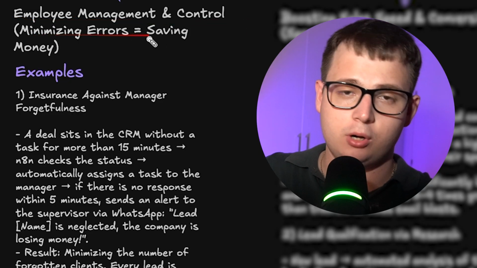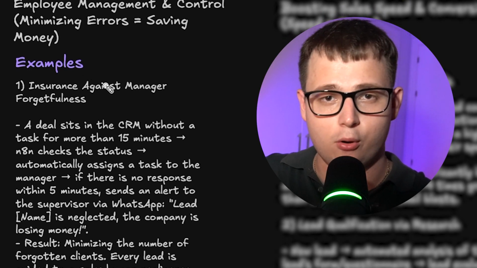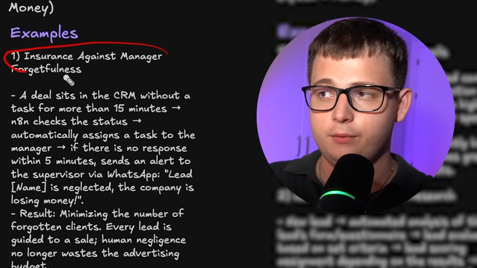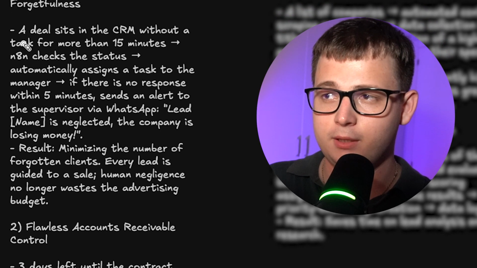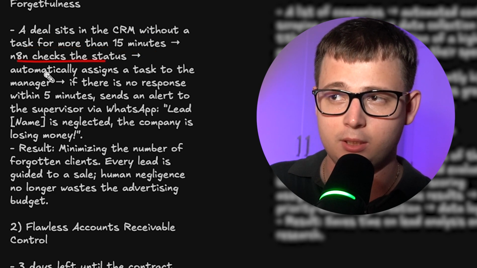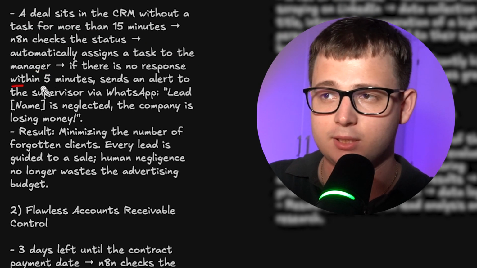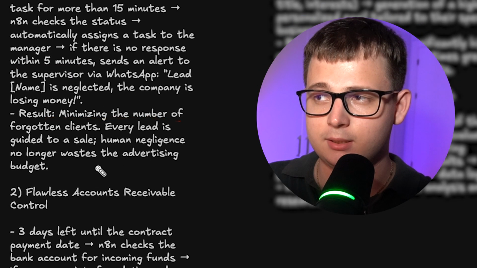Minimizing human error directly saves money, and as the saying goes, a penny saved is a penny earned. The first example here is insurance against employee forgetfulness. We can build an automation that monitors client conversations or open deals, and if a deal sits idle for 15 minutes, it checks its status and automatically assigns a task to the manager. If there is still no reaction, it sends a WhatsApp alert to the manager. The result: a massive reduction in forgotten clients and lost deals.